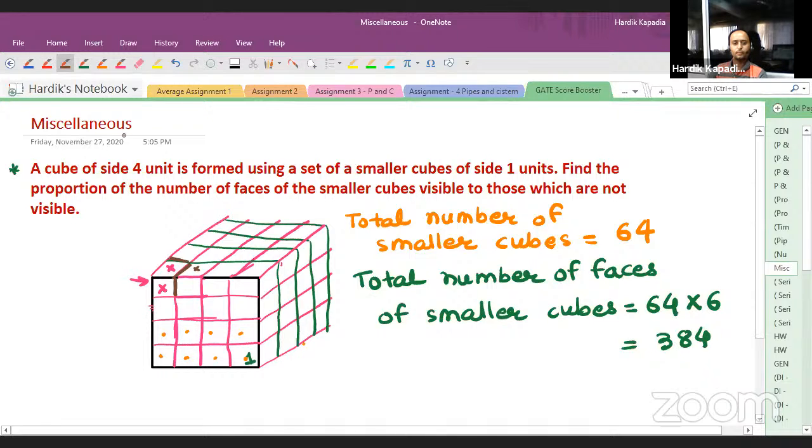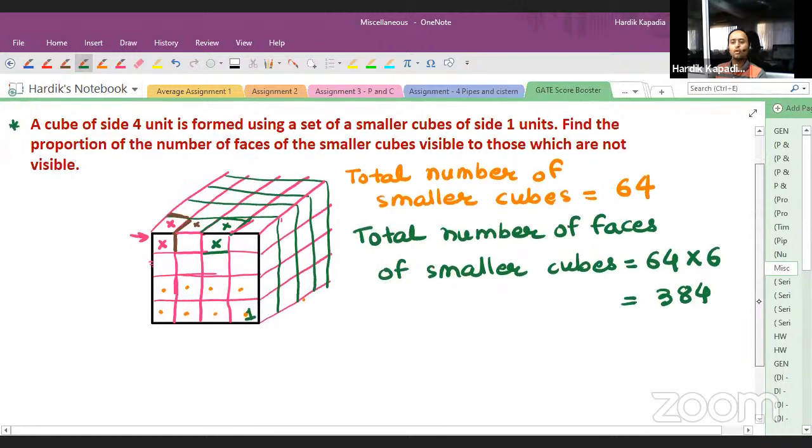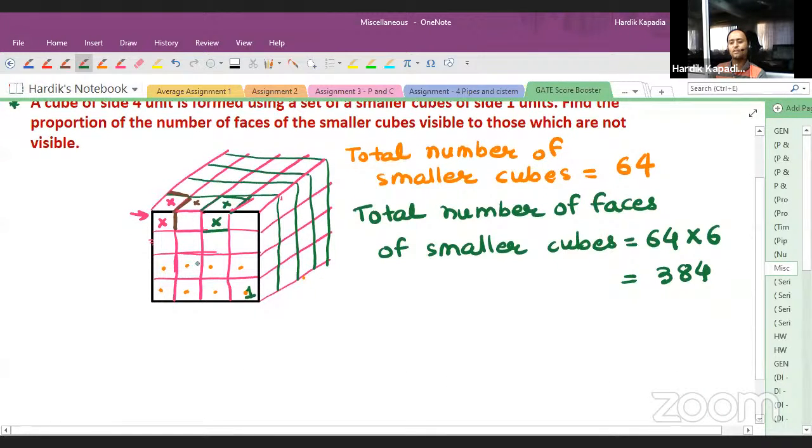For this, only 2 faces, this one and this one, are visible. This is not visible. This is not visible. This is not visible. This is not visible. Okay, so these are not visible faces and these are visible faces. So all the faces from the surface are visible and inside faces are not visible.